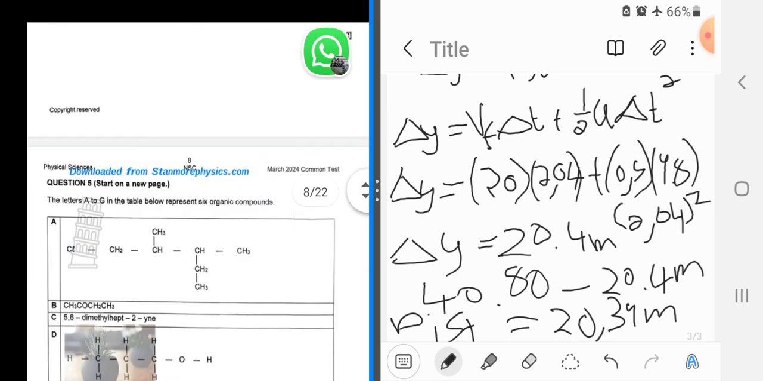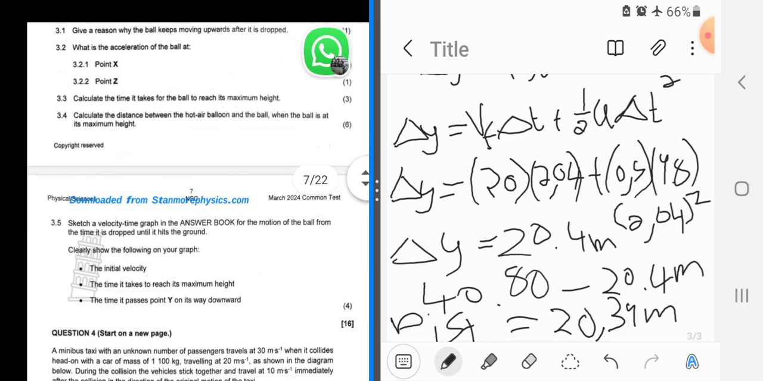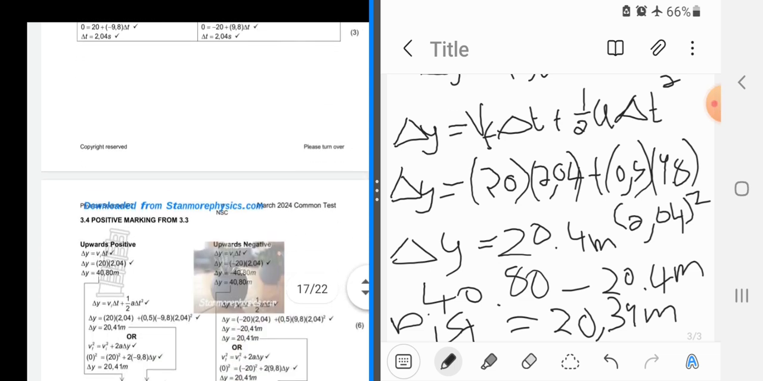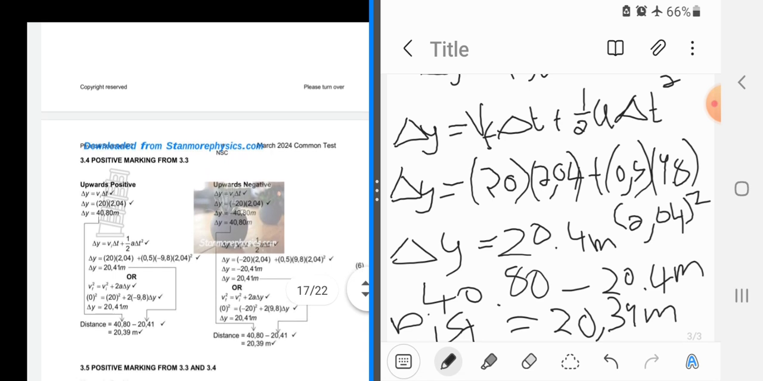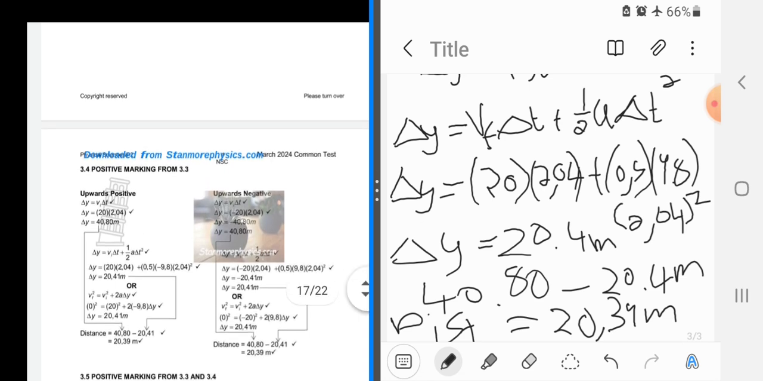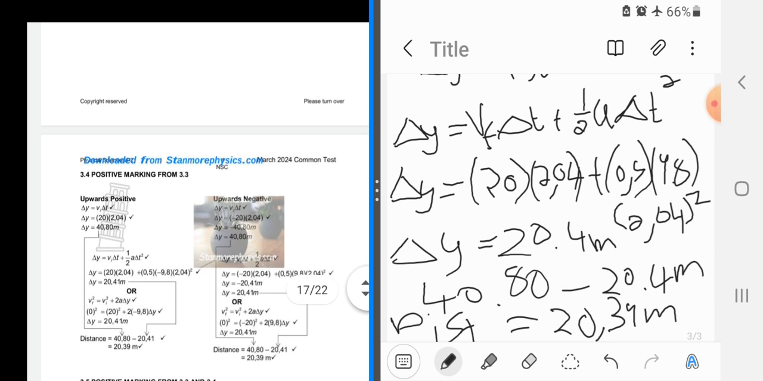Let's check the memo. So this is the memo for that question if you chose up as negative. And then here is question 4, sorry. Yeah, that is how you calculate the distance. So the last one is question 5.